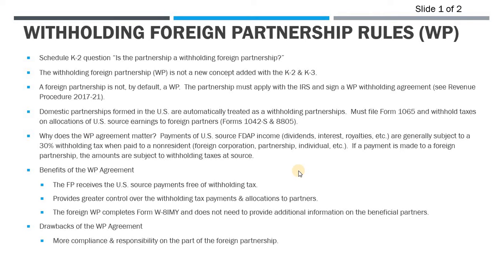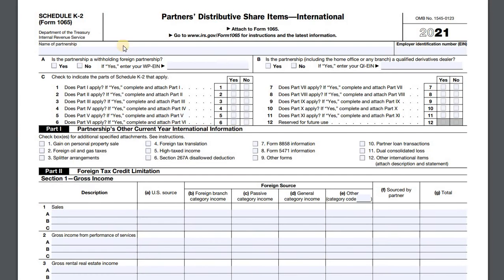Alright, for this video I wanted to talk about some of the basic concepts with respect to withholding foreign partnerships and non-withholding foreign partnerships. Now these agreements have been around for a while, but they've recently come to light, or perhaps gotten attention a bit more, because on the Schedule K-2s, which were released in 2021 and 2023, we now have a question asking us about this issue, right?